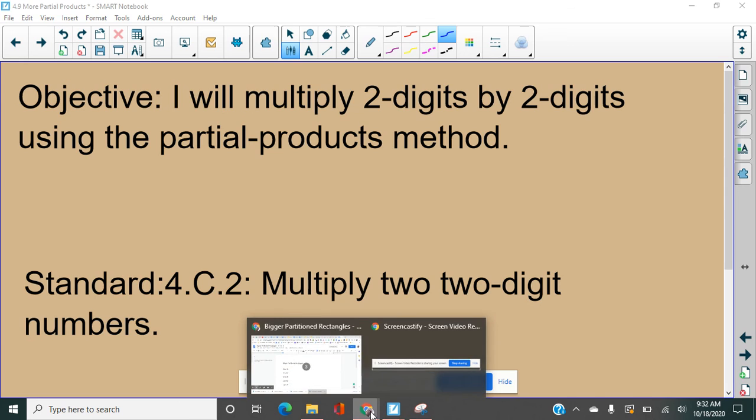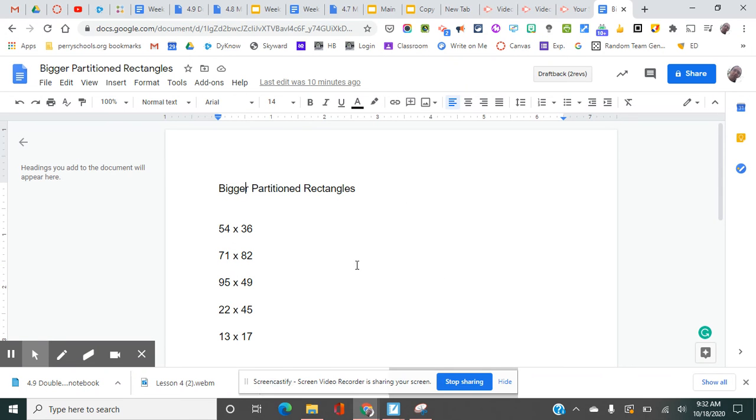You will receive this page. I called it bigger partitioned rectangles. You have 5 problems to do. You will not be able to type on this page. Okay, you will do your rectangles on a separate sheet of paper, and then when you have to turn in your assignment, you will hold up that sheet of paper and I will see the rectangles. Do not just show me 5 answers. That's a waste of time. I want to see your 5 rectangles.